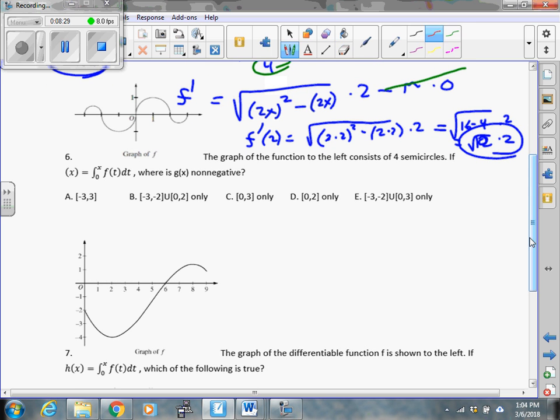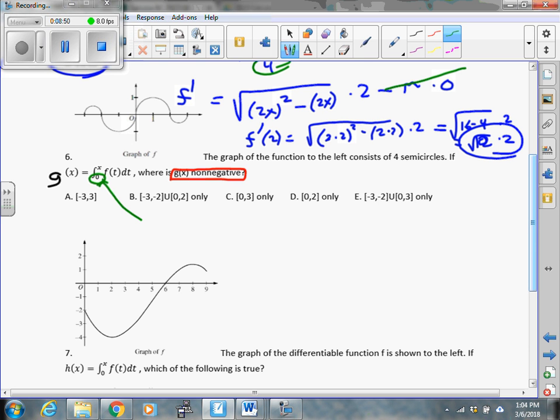Goal. If G is non-negative. Now this one's actually a very dirty question. They're not asking me to take its derivative or anything. They're just saying, hey, G is the area under the curve. But notice how they have a fixed constant 0.